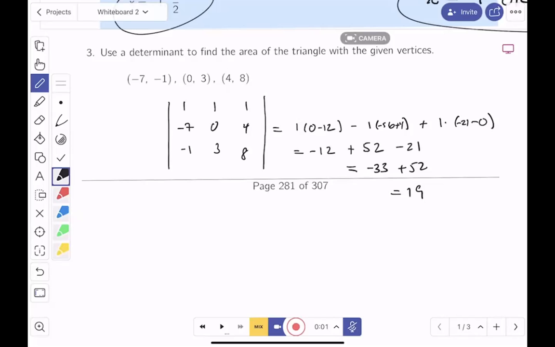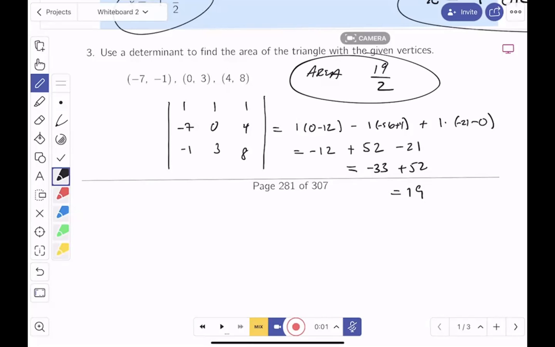What's the area? Well, it's going to be certainly plus or minus 1/2 of that number. I know the area is positive. So what's the area going to be? 19 halves. Okay. So what we recommend you do is certainly look at the answer key and make sure you can agree that it's 19 halves. Now, 19 halves what? It's going to be square units. I just don't know what the units are.